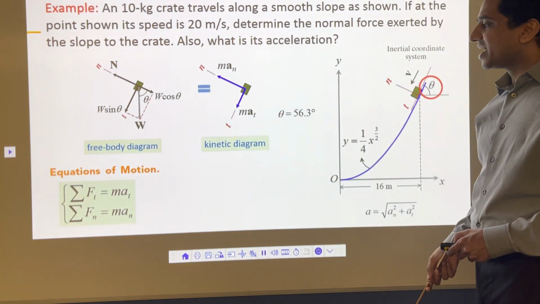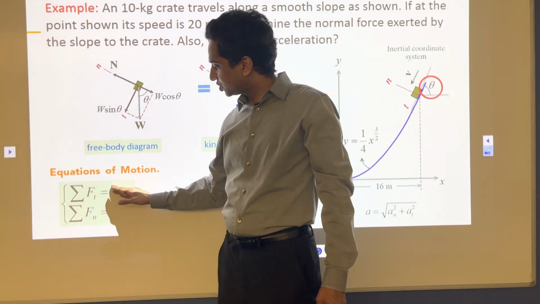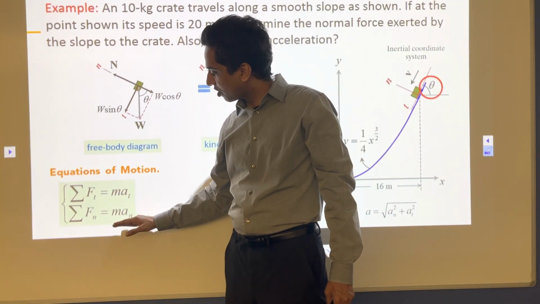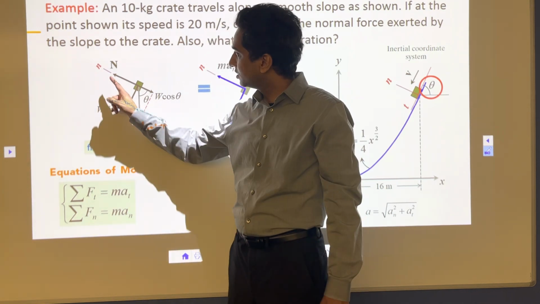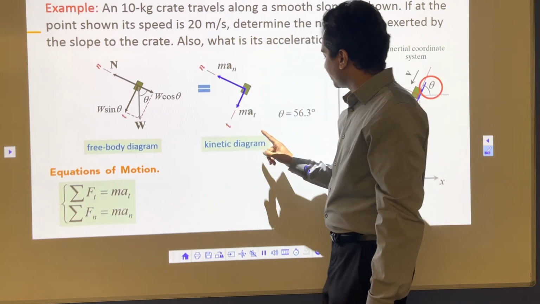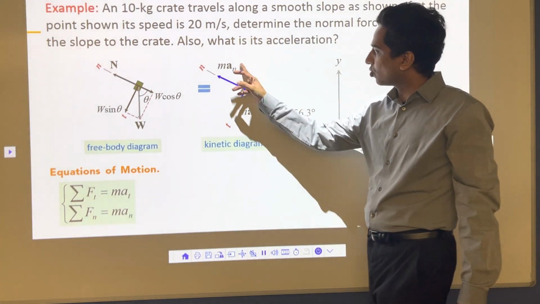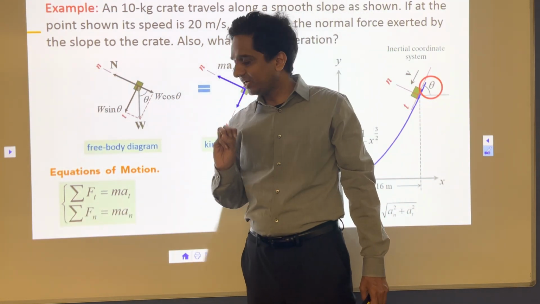Now I am going to apply equation of motion. So once I have theta, my equation of motion for tangential direction and normal direction. My objective is to calculate n, then for acceleration to calculate an and at, put that an and at here, and then get an acceleration. So 3 things, 1, 2 and 3, I have to calculate 3 things here.